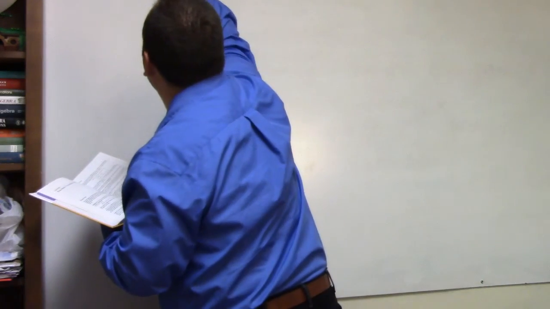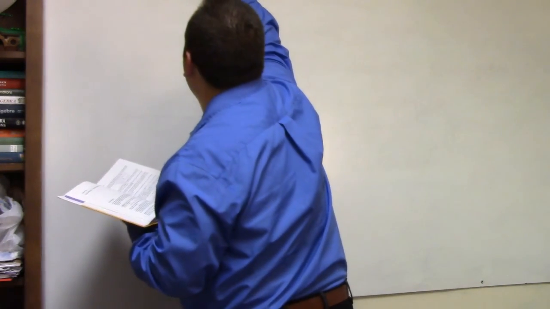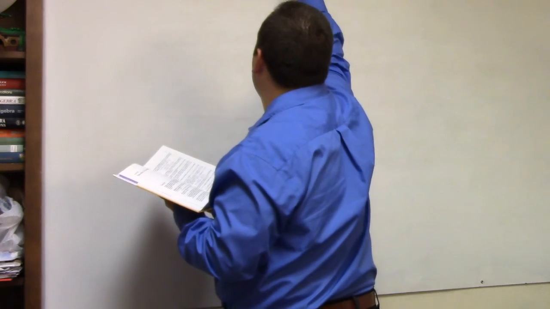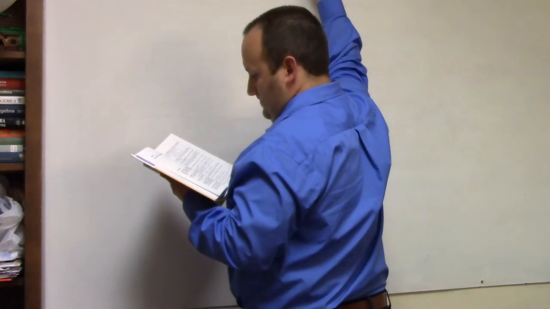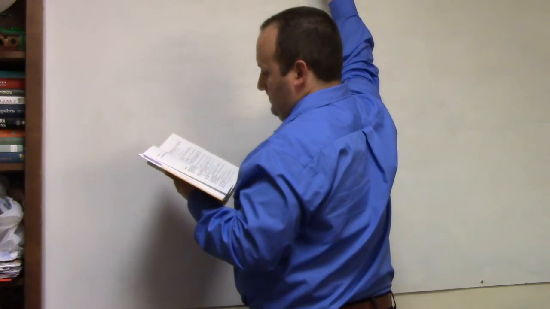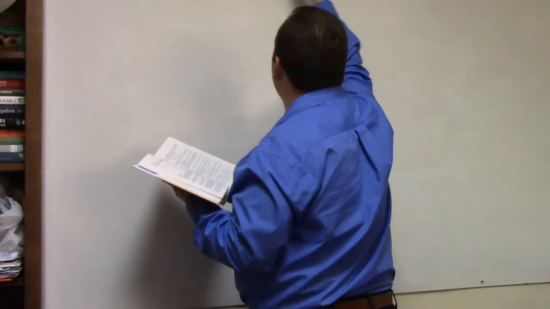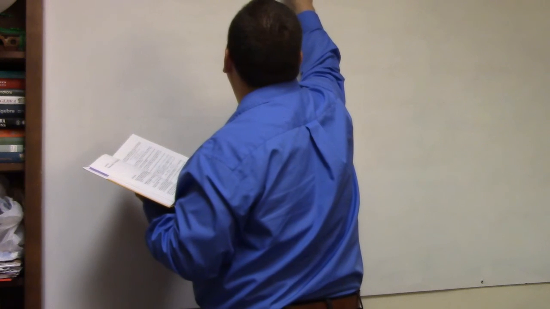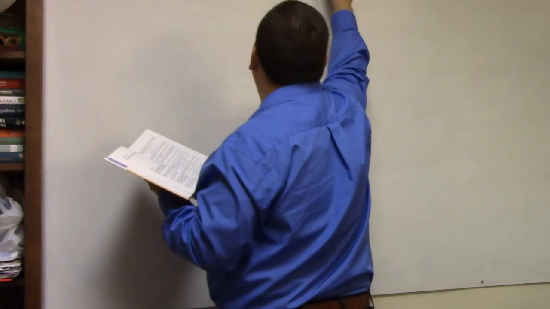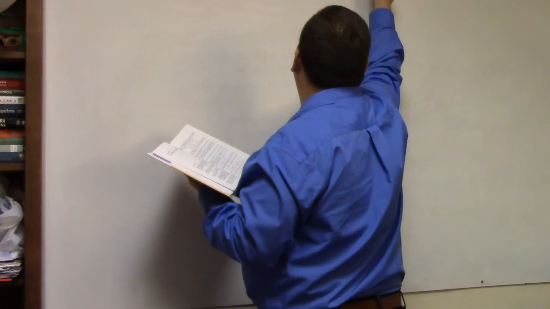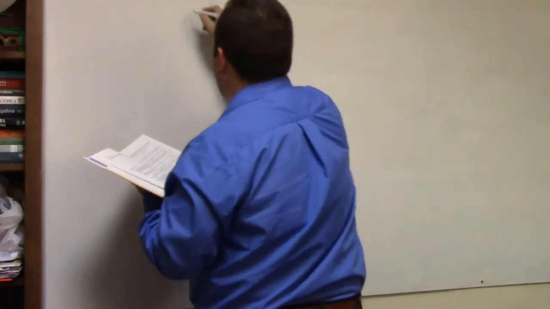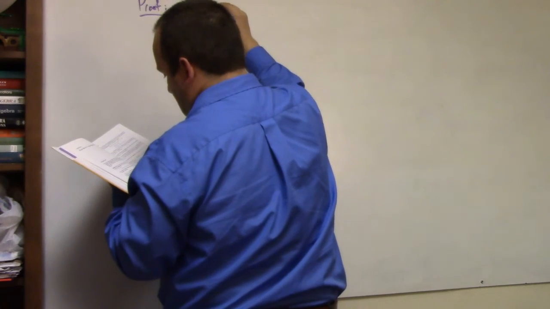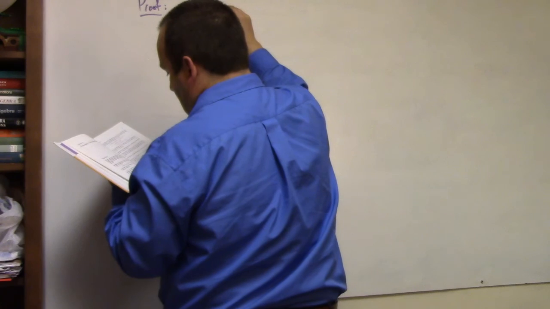Theorem: homotopy is an equivalence relation on the set of all continuous maps. So here's the proof. First of all, let's look at reflexivity.